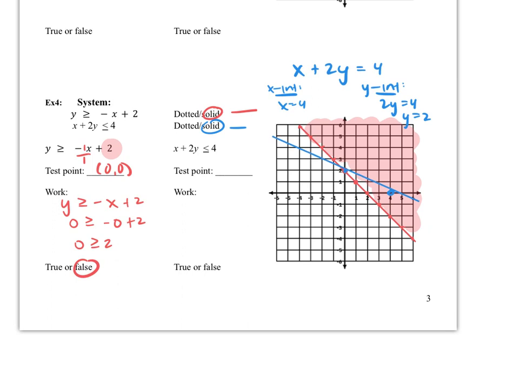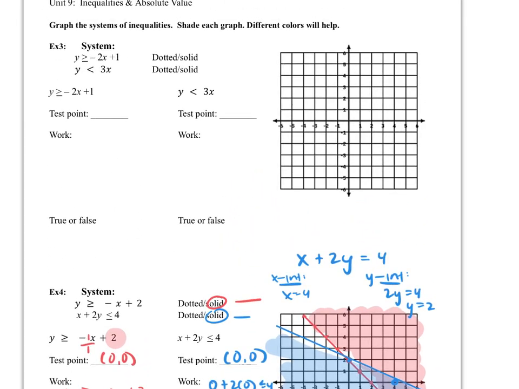This one also has a test point of 0, 0 available because it's not on the line itself. So that means I'm going to change x and y to 0, which is going to get me 0 plus 0 is less than or equal to 4. 0 is less than or equal to 4, which is true. And so then for the blue line, I'm actually going to shade it on the same side as the origin. So that one's going to look like this. And so then all the points that would be solutions here would be all along this section of the red line, all along this section of the blue, and then everything in between where there's an overlap.